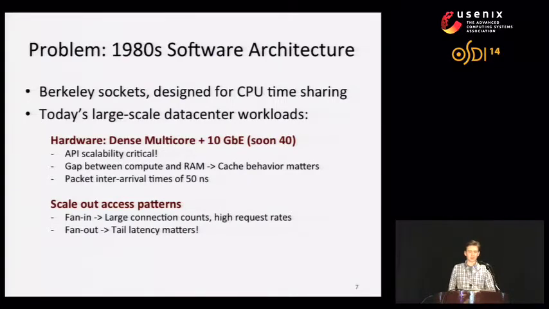In the case of fan-in, we have to deal with a large number of active connections for any given server, and this also leads to a very high request rate. In the case of fan-out, our clients could be making requests to 100 or even 1,000 separate servers, and so the slowest server to respond tends to determine end-to-end performance in the data center. And so tail latency is a very important metric.